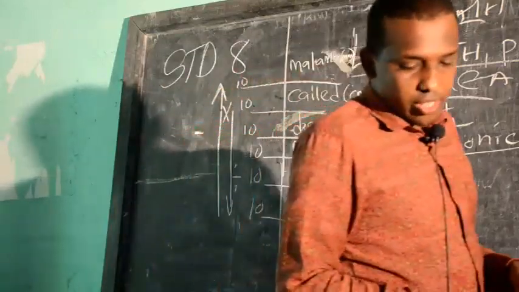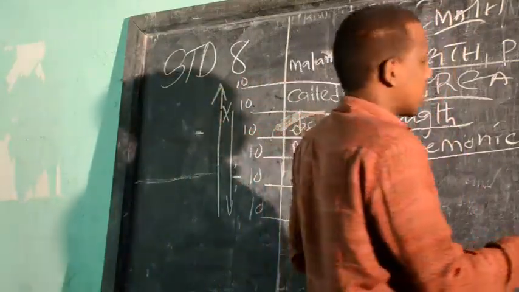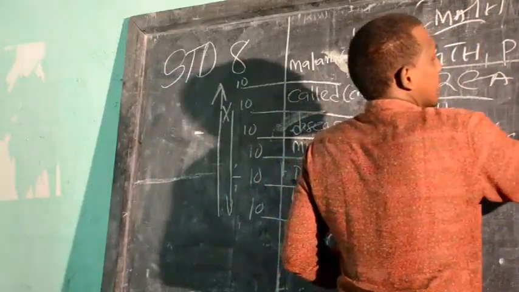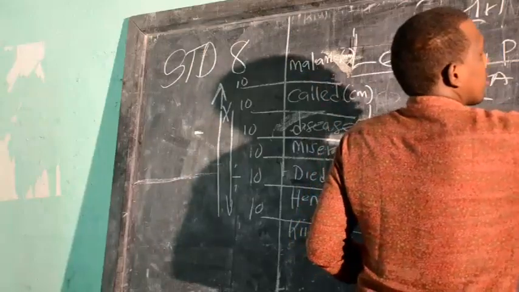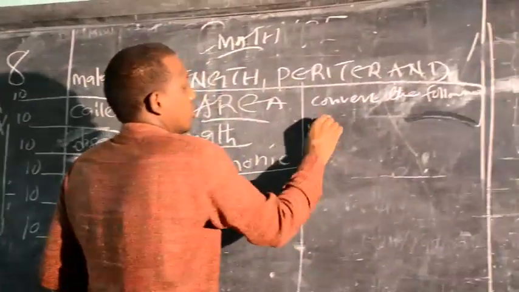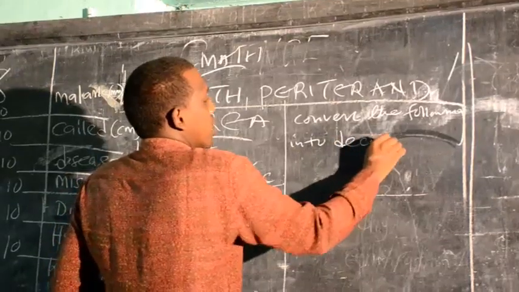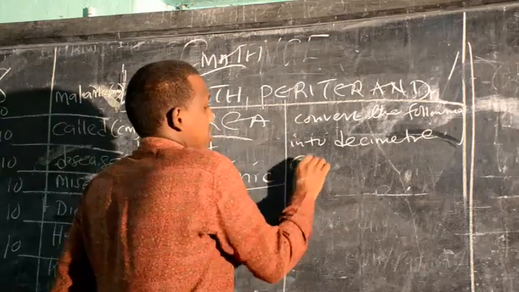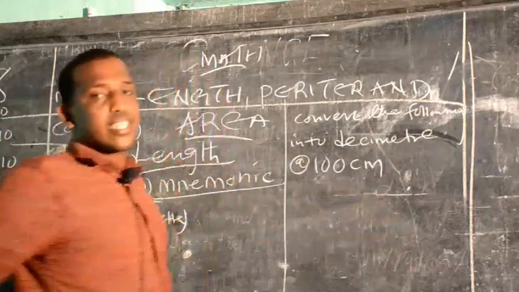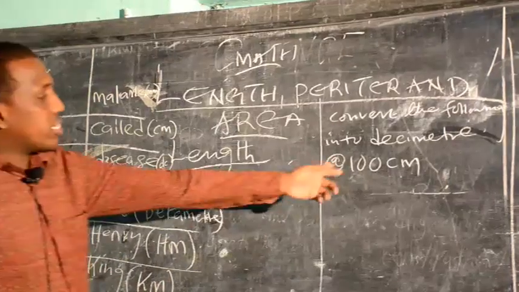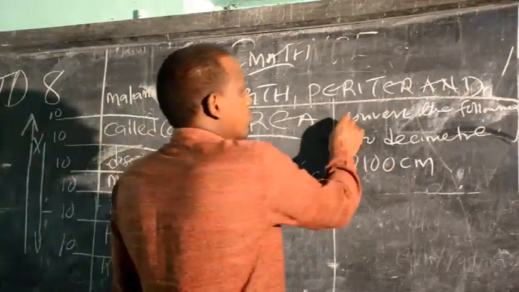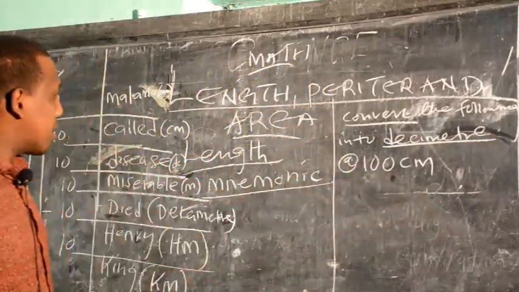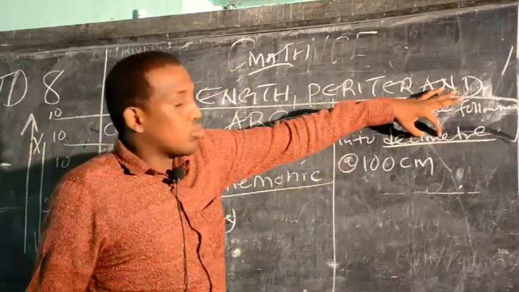So there's a question here. They said convert the following measurement into decimeter. They said 100 centimeter. We want to change this 100 centimeter. Convert means change the following into decimeter. So they've given us 100 centimeter, and they want us to change it to decimeter.